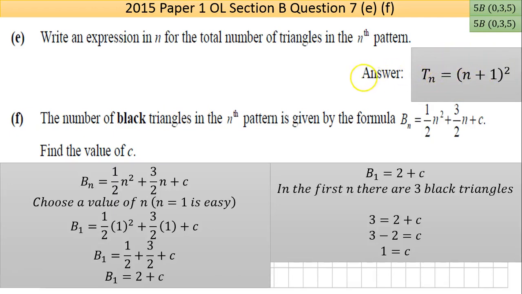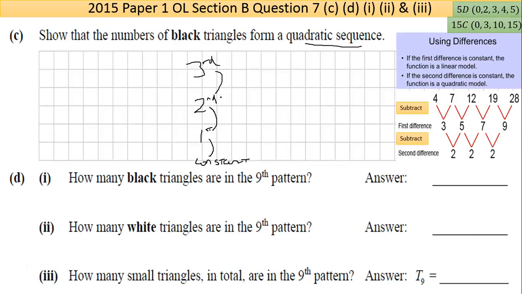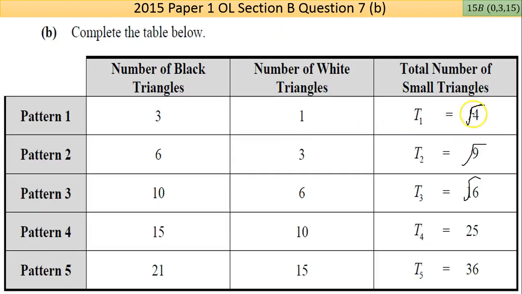Suppose, in a sense, you write an expression in n for the total number of triangles in the nth pattern. If you go back and look at it, it's the ones here now. I know I've messed it up a little bit, but 4 is the same thing as n plus 1, so 1 plus 1 is 2, and square that. The fact that they all are square rootable is the trick here. 2 plus 1 is 3, square that, you get 9. 3 plus 1 is 4, square that, you get 16.